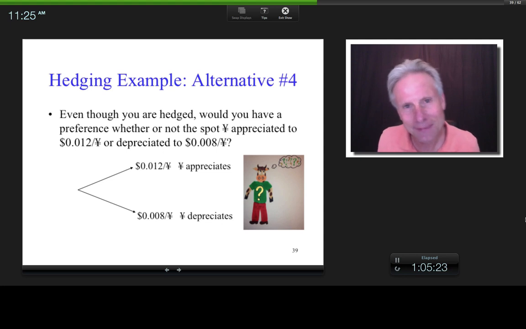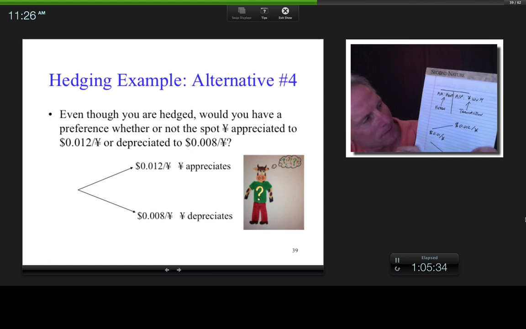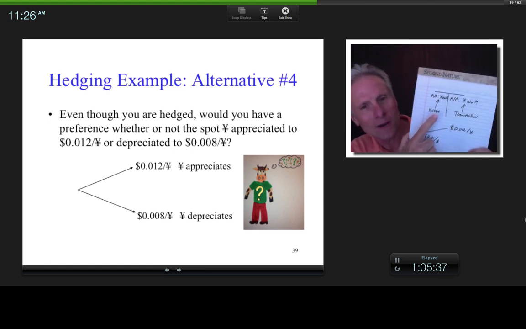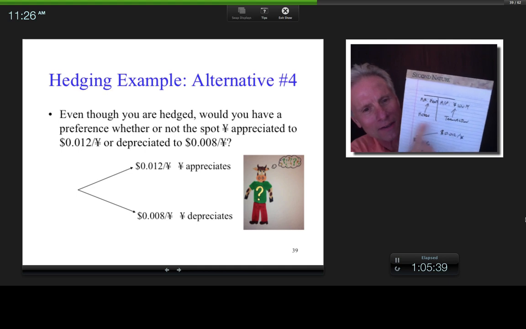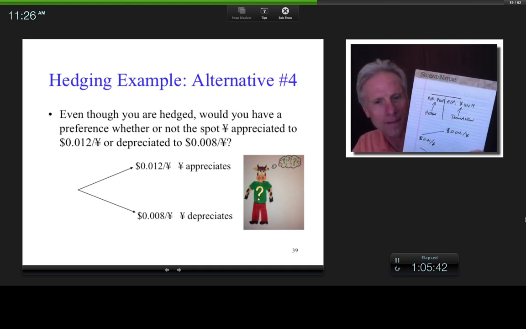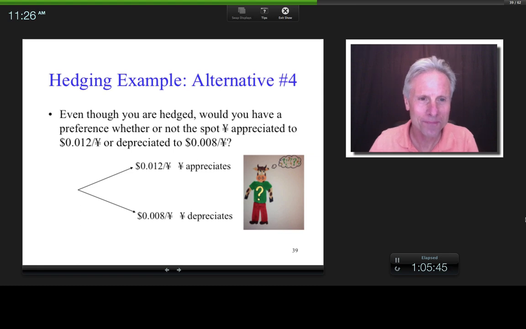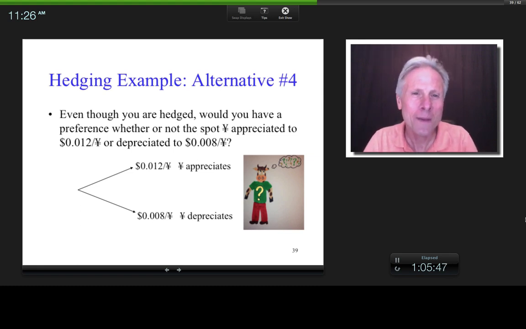Let's go through and check some other issues. First of all, are we perfectly hedged, or are we hedged? We are, because whatever money I make on this side, I'll lose on this side, and vice versa. However, even though we are hedged, would we have a preference for whether the yen appreciated or depreciated in the end to $0.012 per yen or $0.008 per yen? Would we have a preference?